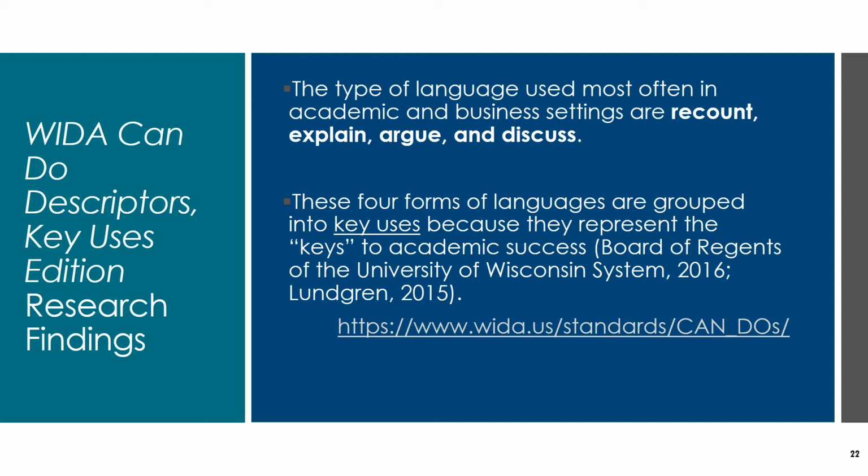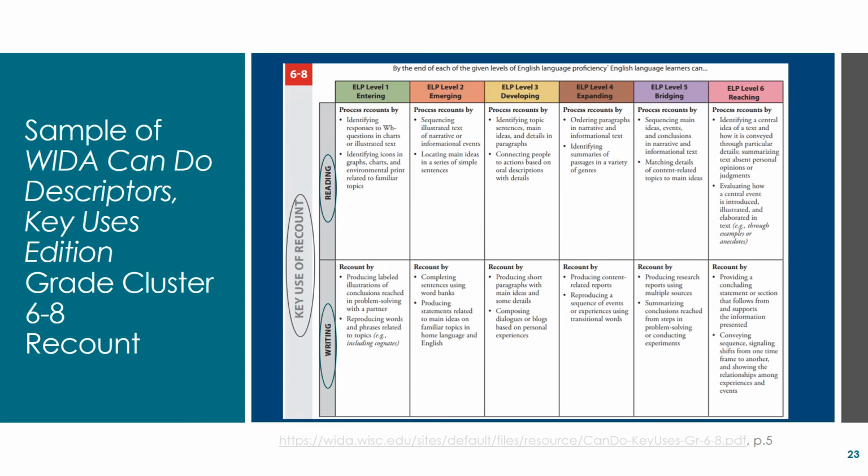And also, how can we move them from one level to the other by making them work together at performing these tasks? You can download these WIDA Can Do Descriptors Key Uses at the address that you have on the bottom part of the slide. This is how they look. This is for grade cluster 6 to 8 and in the skill set of recount for reading and writing.